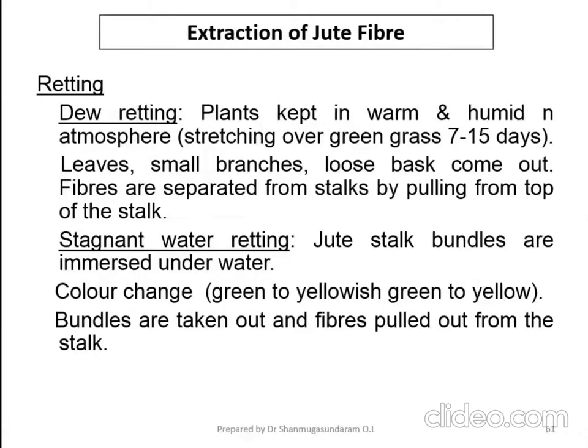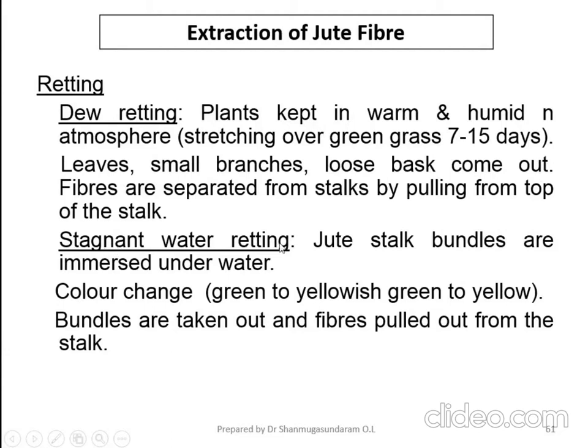Then coming to the extraction of jute fiber, there are four retting processes available. The first one is jute dew retting. The plants are kept in warm and humid climatic conditions, spread over green grass for 7 to 15 days. The leaves, small branches and loose bark come out. Fibers are separated from the stalks by pulling from the top of the stalk.